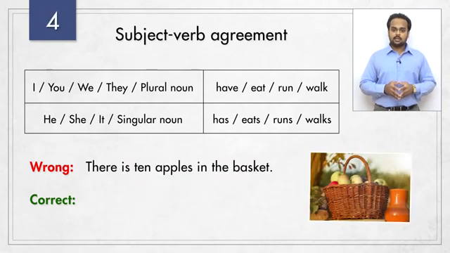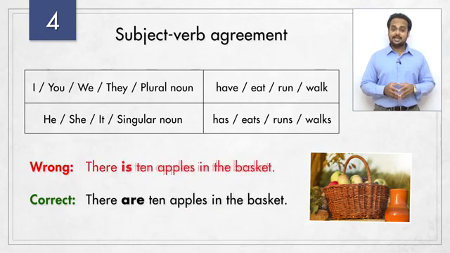Sentence number 4 is there is 10 apples in the basket. It should be there are 10 apples in the basket. The subject of this sentence is not there. That's just a dummy subject. The real subject is the phrase 10 apples, so the verb should be are. If there was only one apple, you would say there is an apple in the basket.